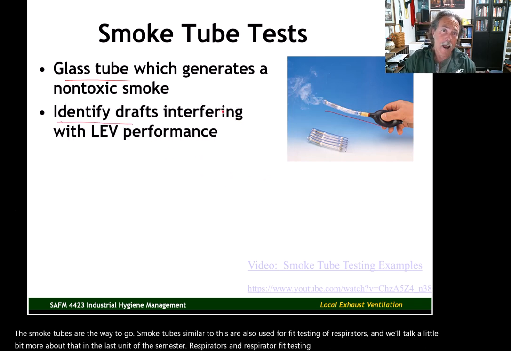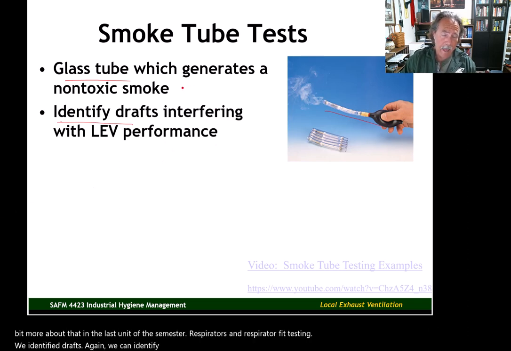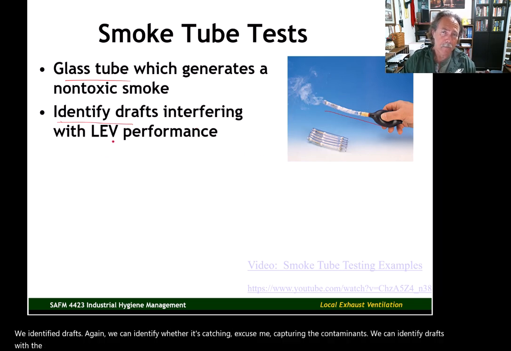We identify drafts. Again, we can identify whether it's capturing the contaminants. We can identify drafts with the smoke tube that may be interfering with the performance of our system.